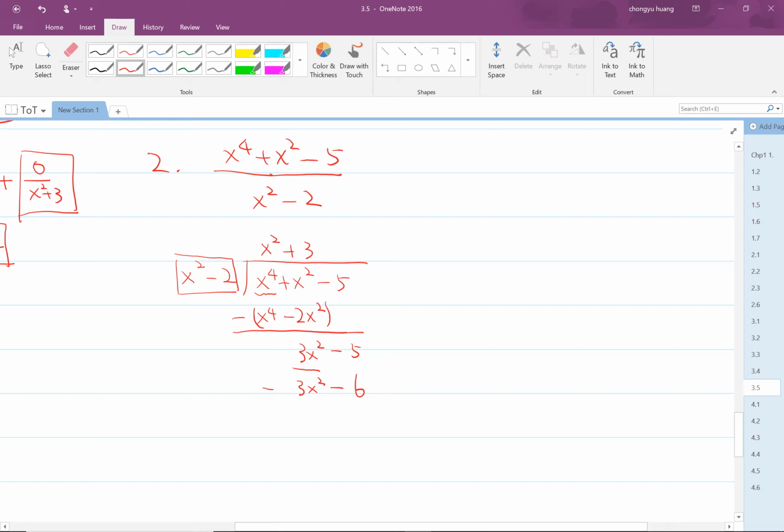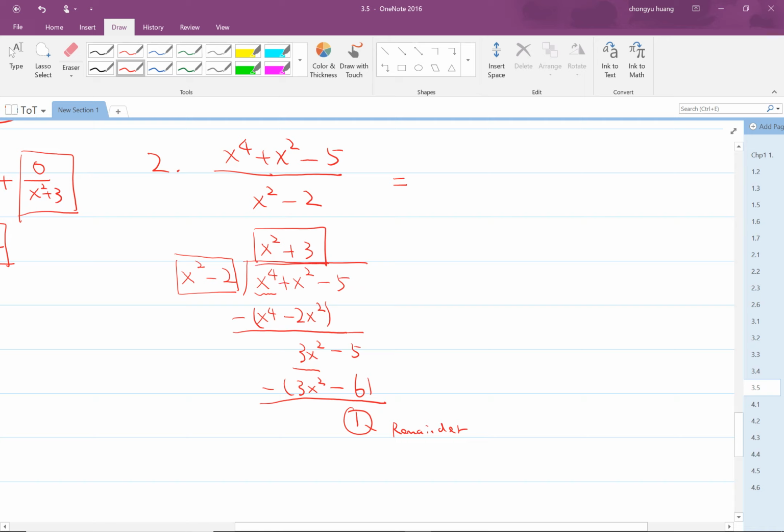So now, as always, we want to subtract the terms. 3x squared minus 3x squared is equal to 0. Negative 5 plus 6 is equal to 1. So we have 1 as the remainder. So you know how to actually write down the answer, right?